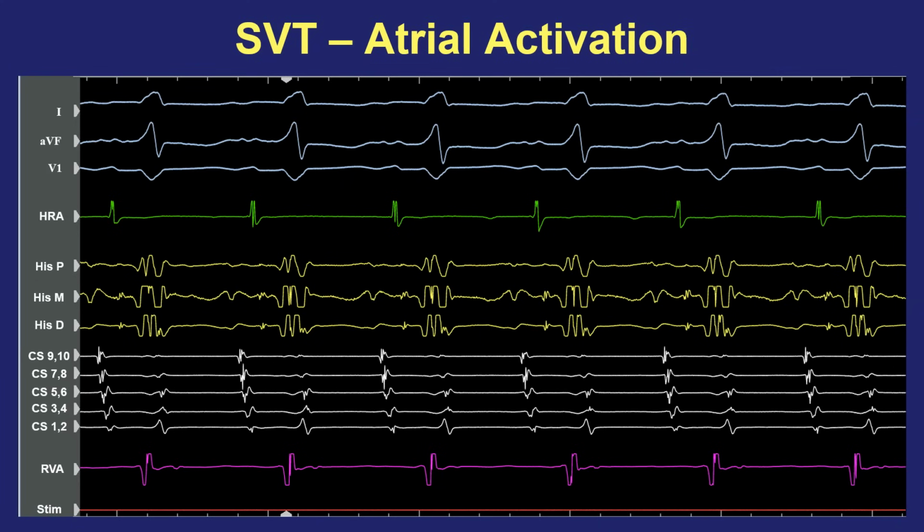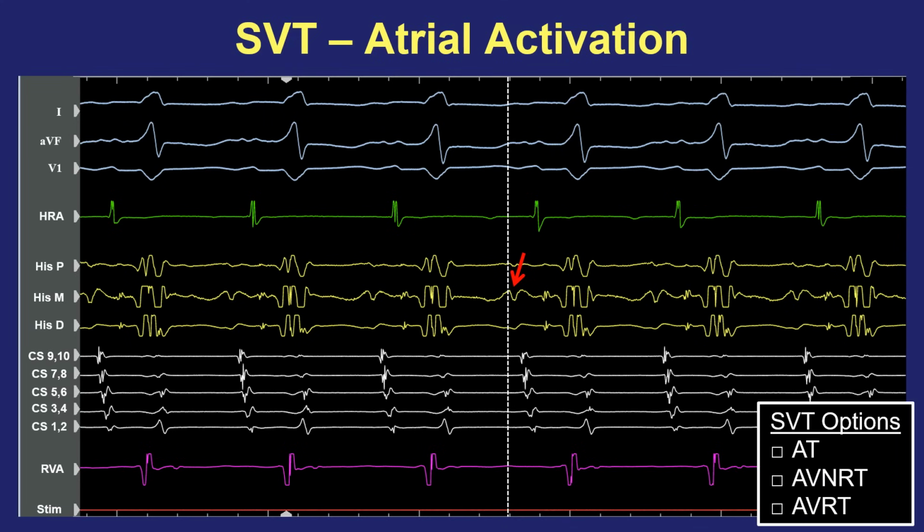Here's another SVT. Let's see if ventricular overdrive pacing can be helpful here. Let's first look at spontaneous observations before we do any manipulation. What is the earliest atrial activation? There's a far-field atrial signal in the His catheter, so this is a concentric or central activation. Is that helpful? Can that rule out any of the three mechanisms?